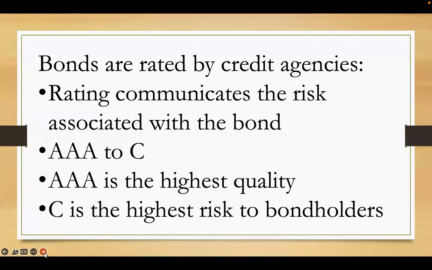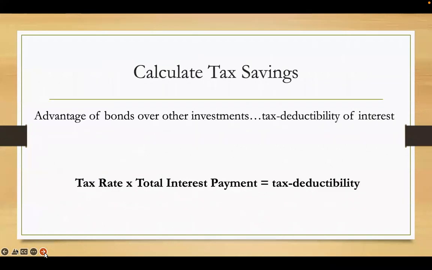Just think about it. You are buying this bond, giving money to a company so they can do something with your money. If that company flops and goes under, you lose your money, right? So with the highest risk, that could be risky, but if you get the AAA, the highest quality, low risk, you're more likely to get your money back later.